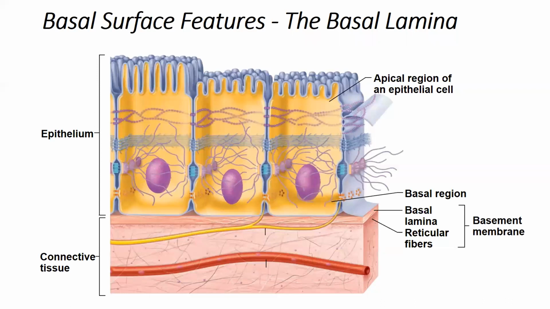Now remember, these cells do not actively receive blood supply. What happens is nutrients diffuse from this blood vessel in the underlying connective tissue to feed these cells. They do not get direct blood supply. Remember, we said that they are avascular, but they are innervated, so the nerves do extend out.